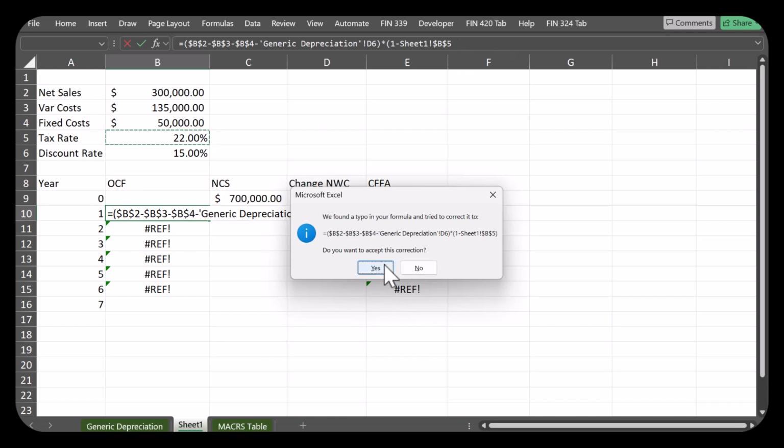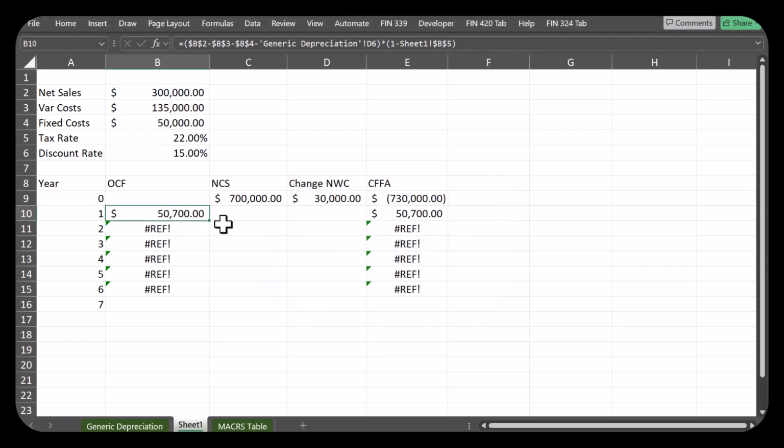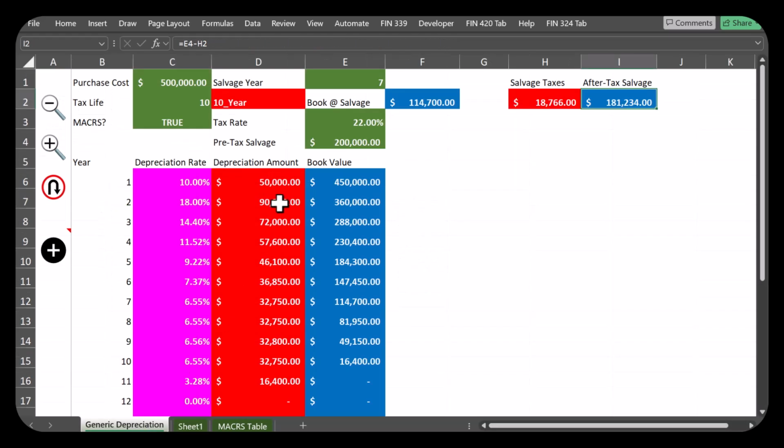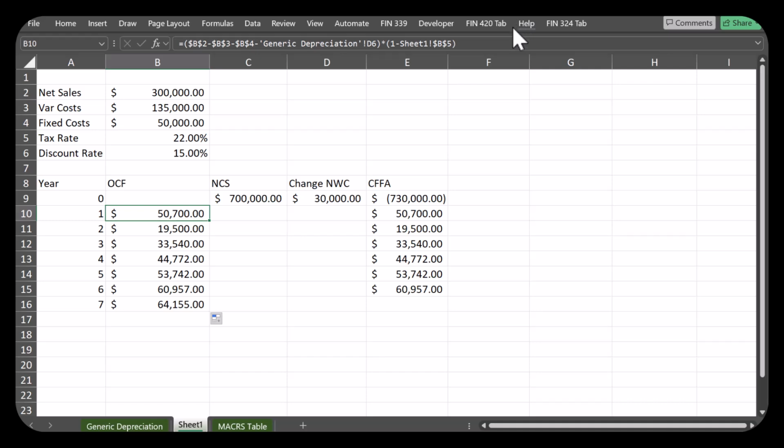Okay. I think I did something wrong. It shouldn't be that low. Oh, yeah, depreciation is too high. But that was just net income. I need to add back the depreciation.